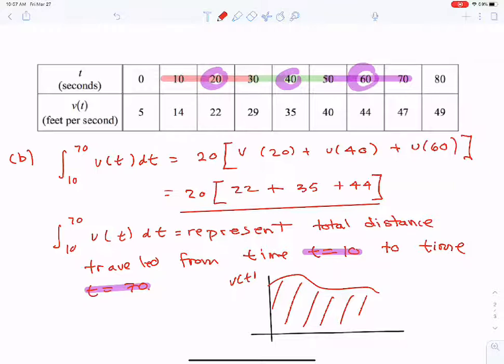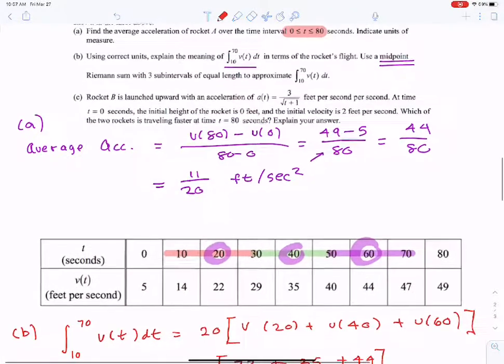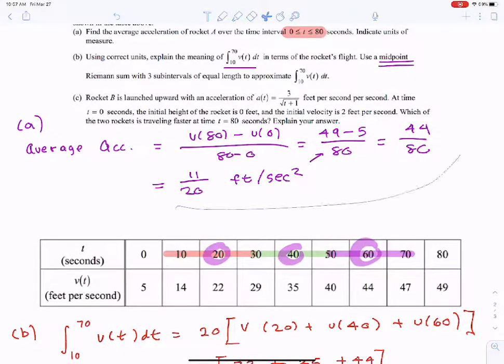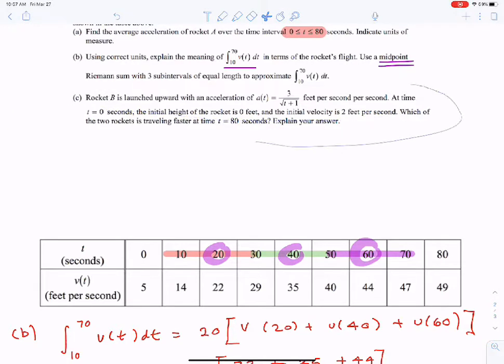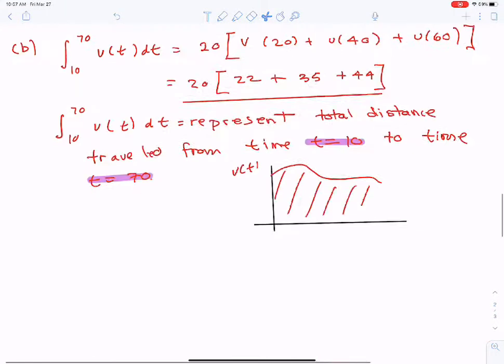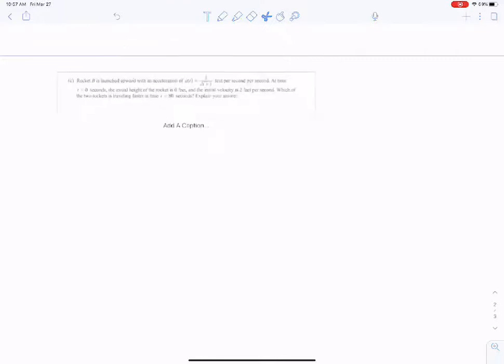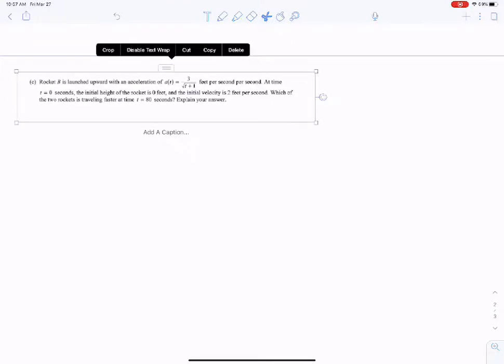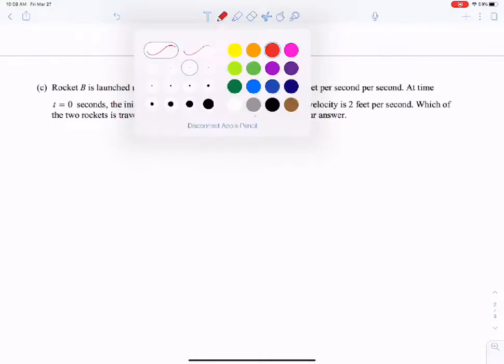Okay, let's move on to letter C. Let's see what we got here. I'm going to need this. So, not this. I'm going to need this. Okay, what do we got for C?